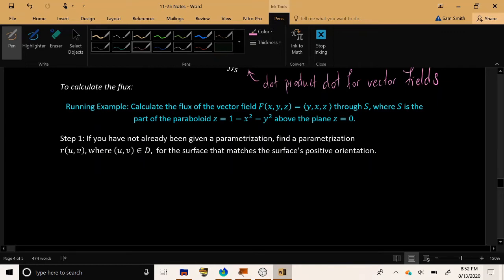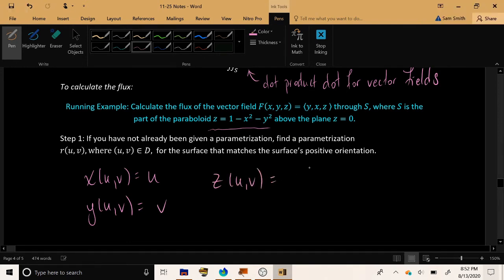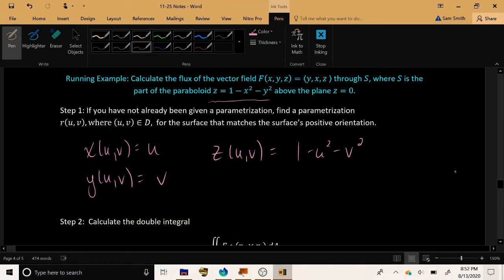Alright, so step 1 is to parameterize the surface. If you were not already given the parameterization, find a parameterization that matches the surface's positive orientation. The one that's standard, the one that's conventional. Now, what's conventional in this case, when you have the graph of a function of two variables, is to use the parameterization where x of uv is just u, y of uv is just v, and z of uv is just 1 minus u squared minus v squared. So just plug into the function the u and v that you're interested in.